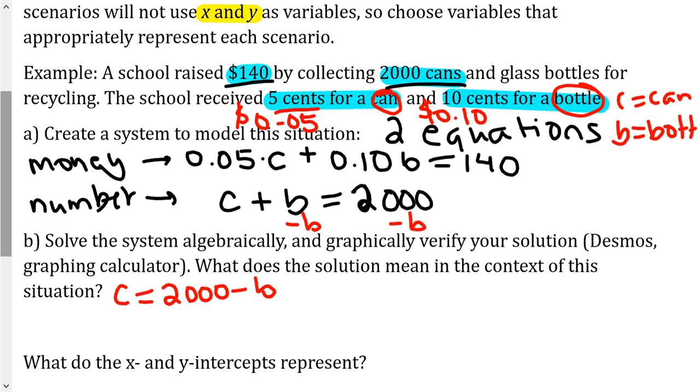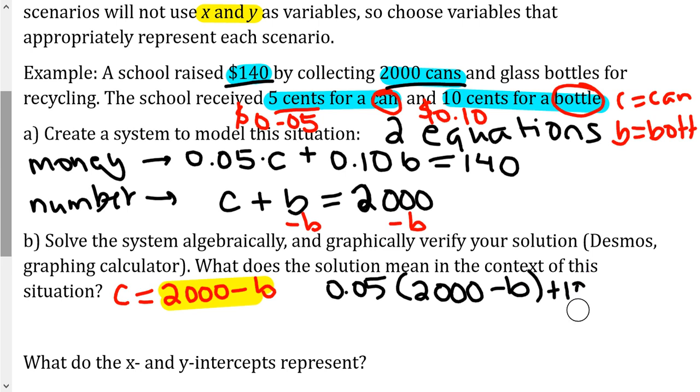Now I have a new expression for C. I can call something C, I can also call it 2,000 minus B. So into that first equation, I have 5 cents worth of cans, so 0.05 times, and now I'm going to replace that, right? I'm going to substitute in 2,000 minus B, plus 10 cents, right, as a dollar value, 10 cents times the number of bottles, and that has to equal 140, right? We're trying to figure out, in this case, B first of all.